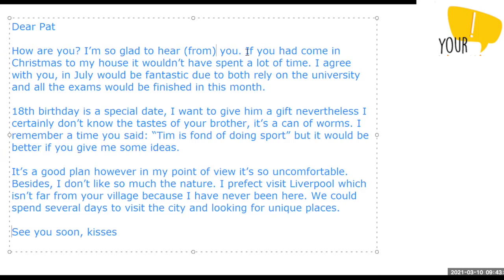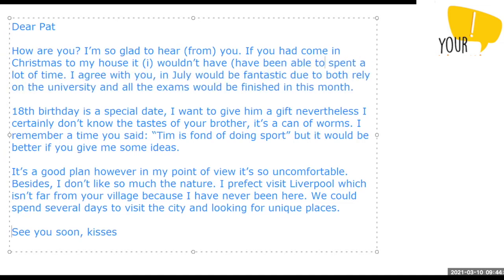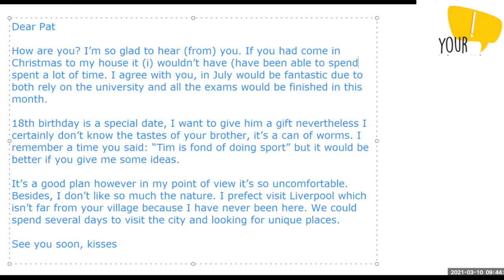I think that this conditional, it's a good way to use a conditional, but I don't understand the second part. If you had come at Christmas to my house, it wouldn't have spent a lot of time. What is she trying to say, do you think? I think that they wouldn't be able to be together a lot of time. Yeah, exactly. It would have been I wouldn't have been able to spend a lot of time.